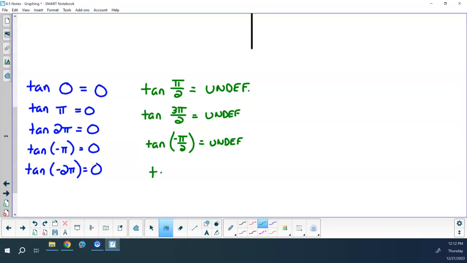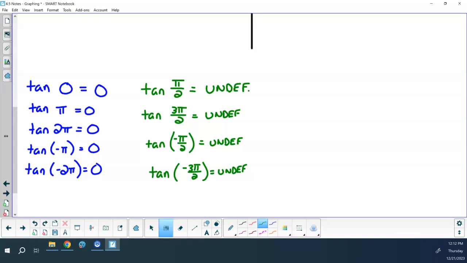What's the other one? Negative 3 pi over 2. Now, I don't know about you, but I find it hard to graph something that doesn't exist on paper. So we can't put a point for those.